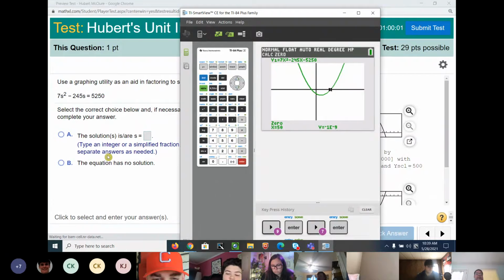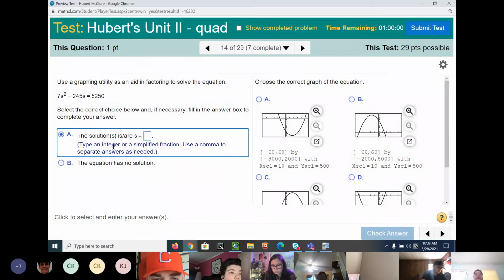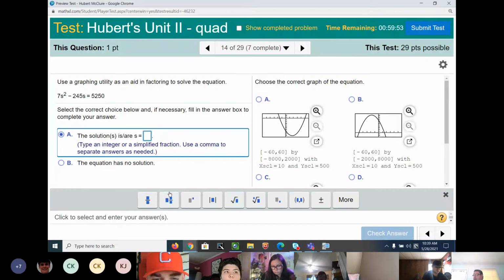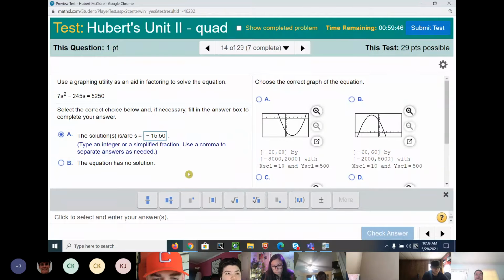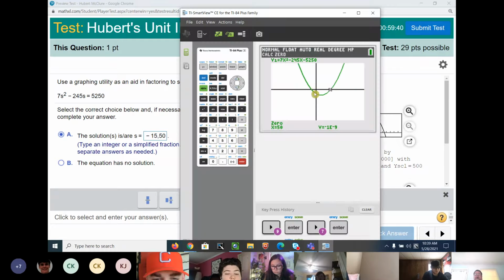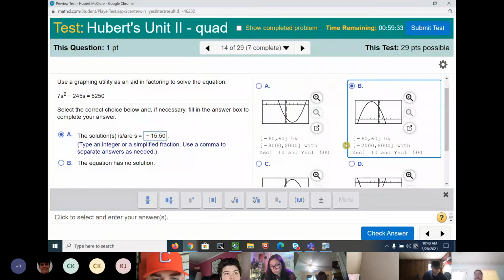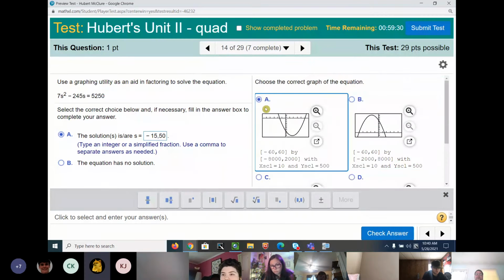So it says type an integer or simplified fraction. Use a comma to separate answers. I don't know if they just want -15, comma 50. Maybe that's what they want. And which does it look like? Let's look at it again. It's to the left. This takes up all 4 quadrants. So which one takes up all 4 quadrants? And it looks like this one. Okay. Check answer. Yep.